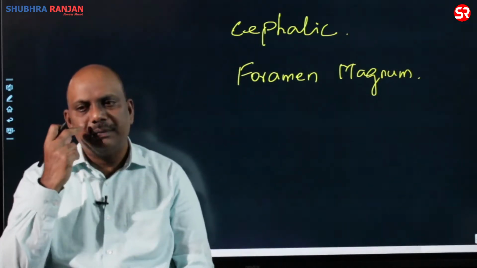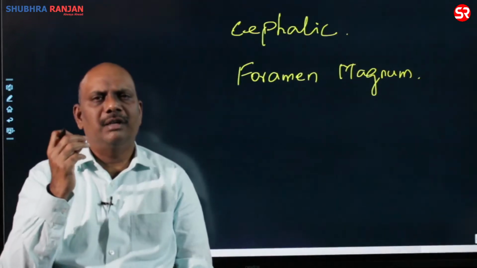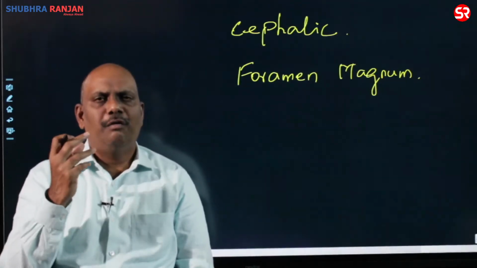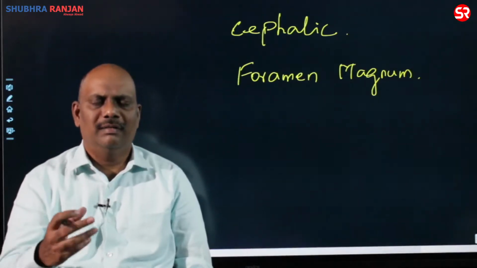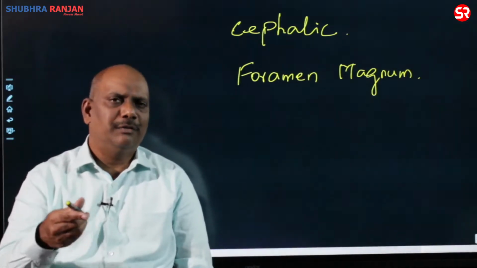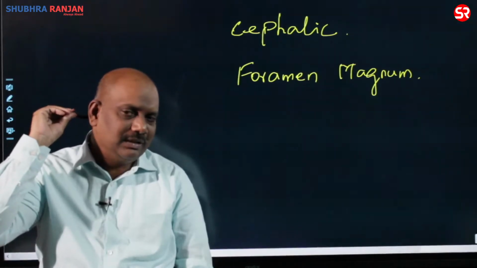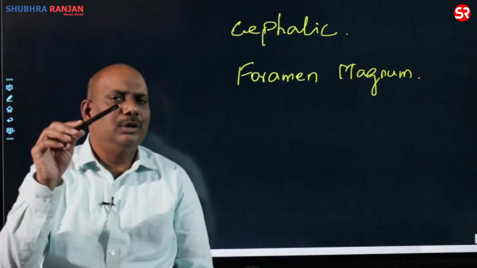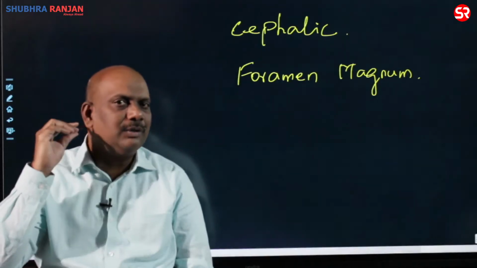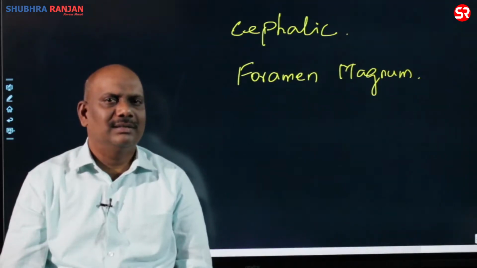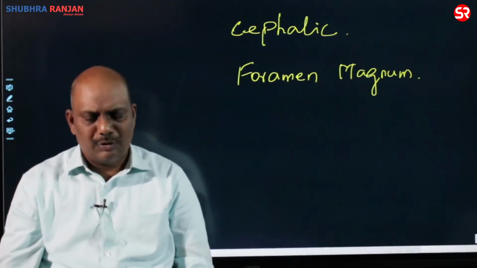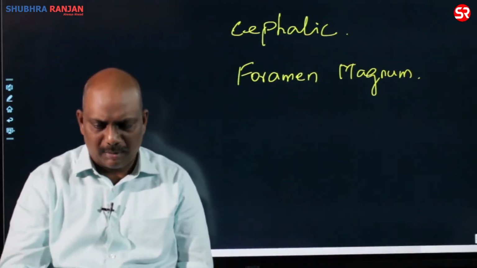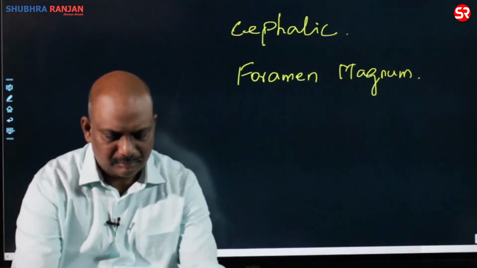Okay. See, foramen refers to an opening in a bone. Foramen magnum, again, is an opening in our bone, an opening in our skull. This opening is found at the back side of the skull. And it is through this opening that our brain continues as the spinal cord. So this is called the foramen magnum. I'll show you one picture of this foramen magnum.